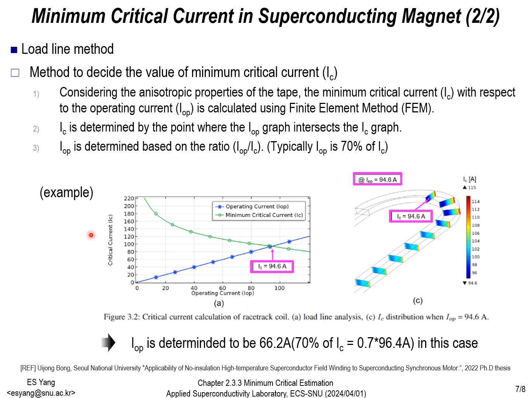The left graph represents the minimum critical current of the magnet for each operating current, obtained from the right FEM results graph. The intersection point of the two graphs determines the critical current as 96.4 ampere. Typically, the operating current is selected at around 70% of the critical current. Therefore, in this example, an operating current of 66.2 ampere was chosen for magnet design.